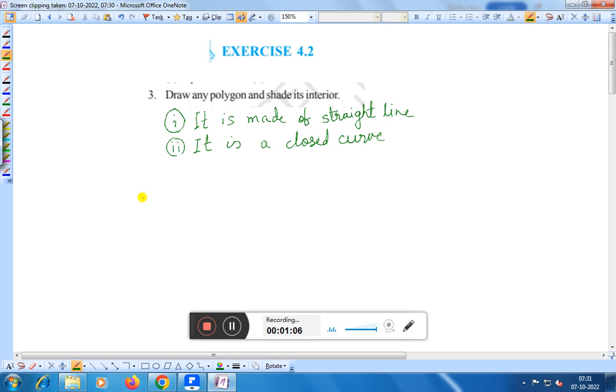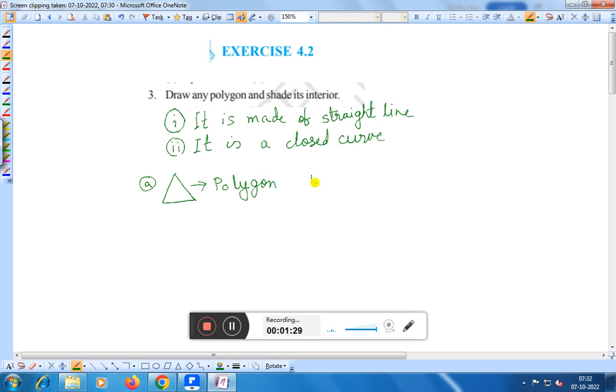Right? Now, if we draw a polygon made of straight lines, it should be a closed curve, like a triangle. Right? It is a closed curve and made of three straight lines. Therefore, it is a polygon. Right? It is a polygon. Number A.